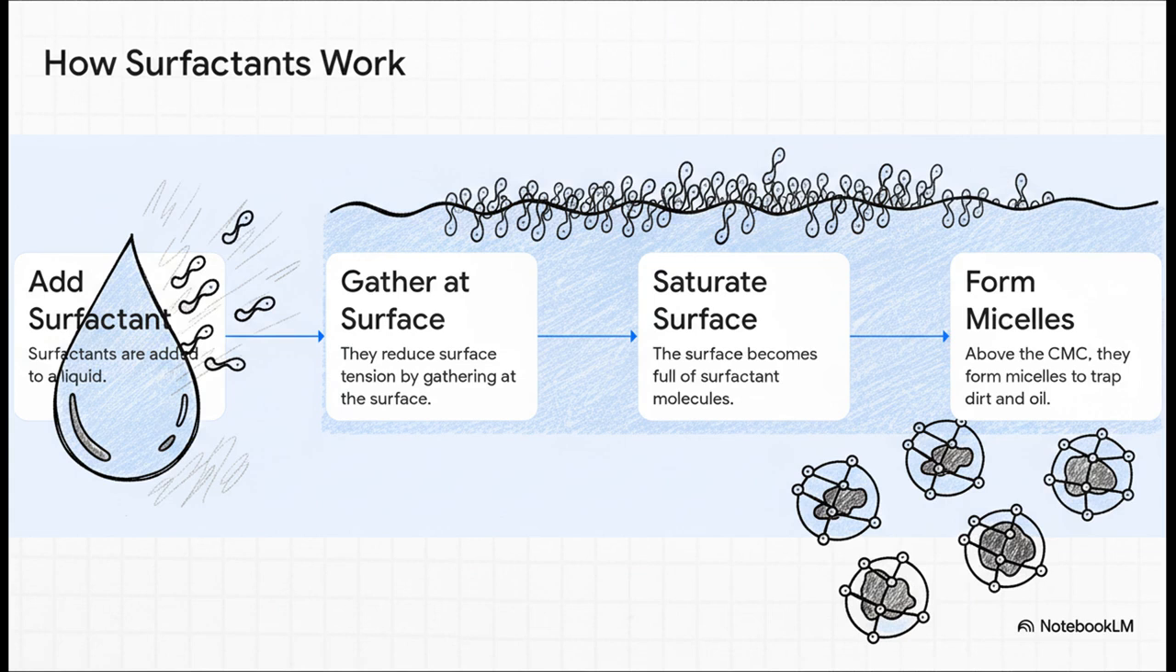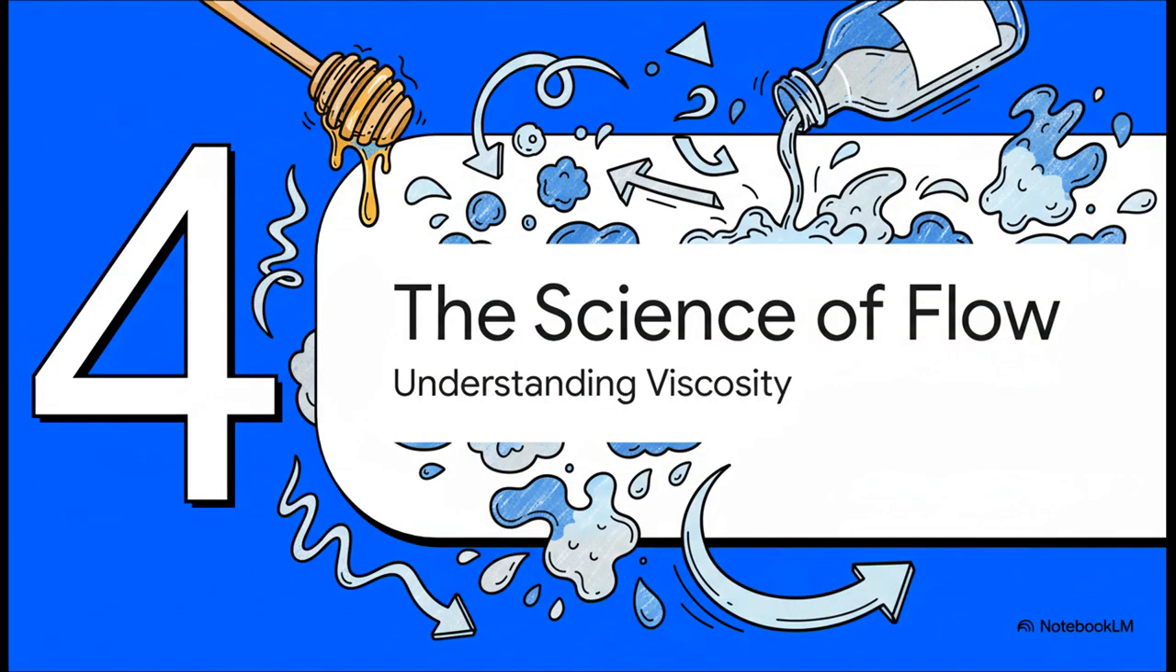Well, when you add soap to water, the surfactant molecules rush to the surface first and get to work breaking the tension. But once that surface is totally full, and this is that critical micelle concentration we just mentioned, the extra molecules start to form these incredible little microscopic cages called micelles. These micelles are what trap oil and dirt, lifting them off whatever you're cleaning so they can just be washed away. Pretty clever, right?